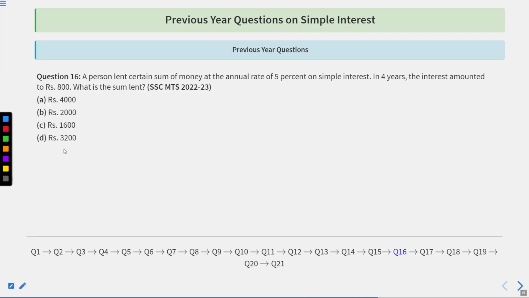Question number 16. A person lent a certain sum of money at an annual rate of 5% on simple interest. In 4 years, the interest amounted to rupees 800. What is the sum lent?